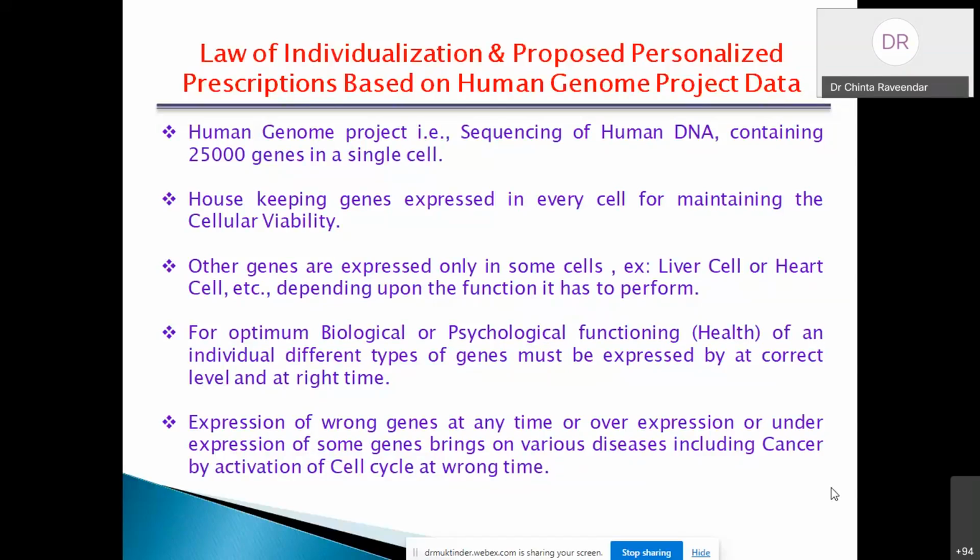So if we take this into the context of homeopathy, optimum biological or psychological functioning is nothing but the health of an individual. Different types of genes must be expressed at the correct level and at the right time. Expression of wrong genes at any time, or overexpression or underexpression of some genes, brings on various diseases, including cancer, by the activation of the cell cycle at the wrong time. This has relevance to our topic today. Next.